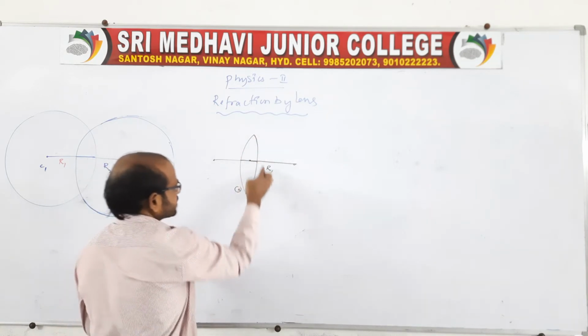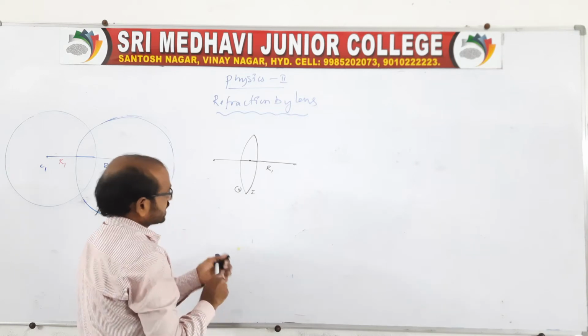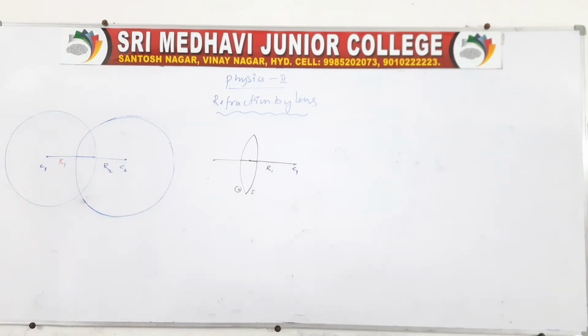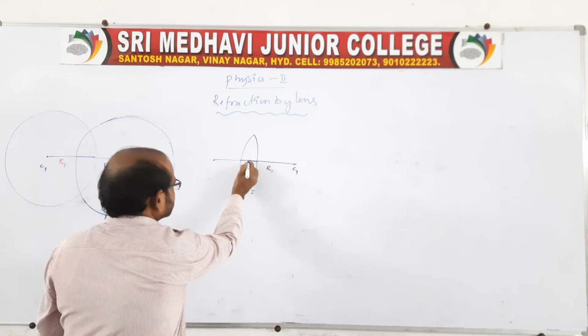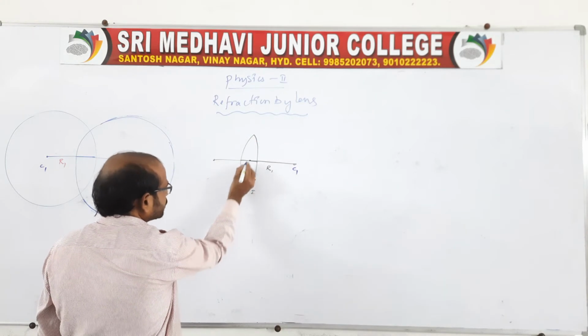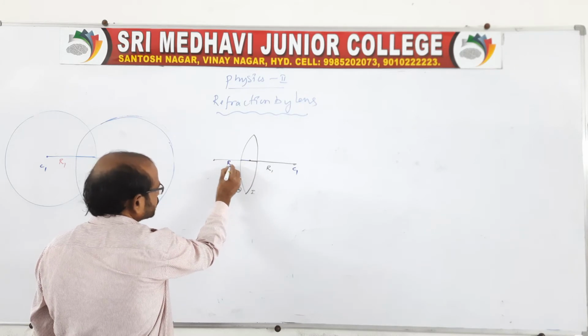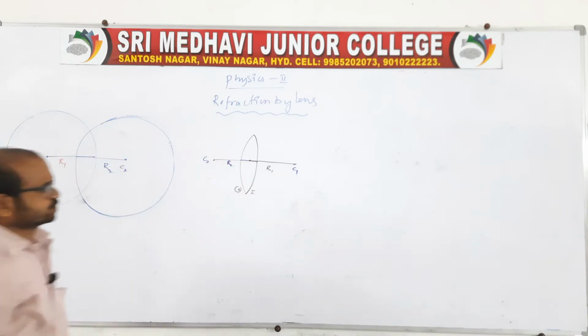Now, for the first surface, the radius of curvature is r1 and the center of curvature is C1, which are measured in the opposite direction. Clear? And now for the second surface, the radius of curvature is r2 and the center of curvature is C2.